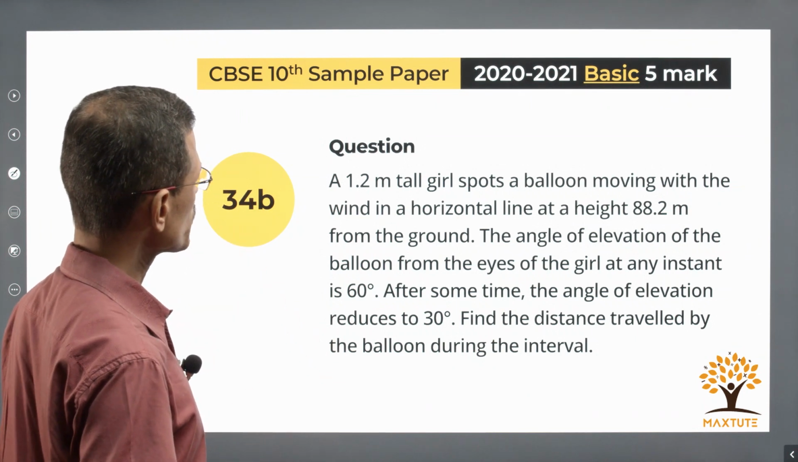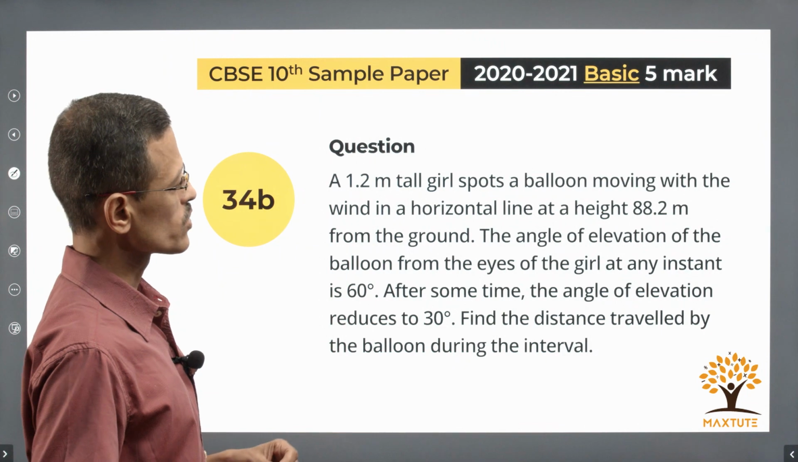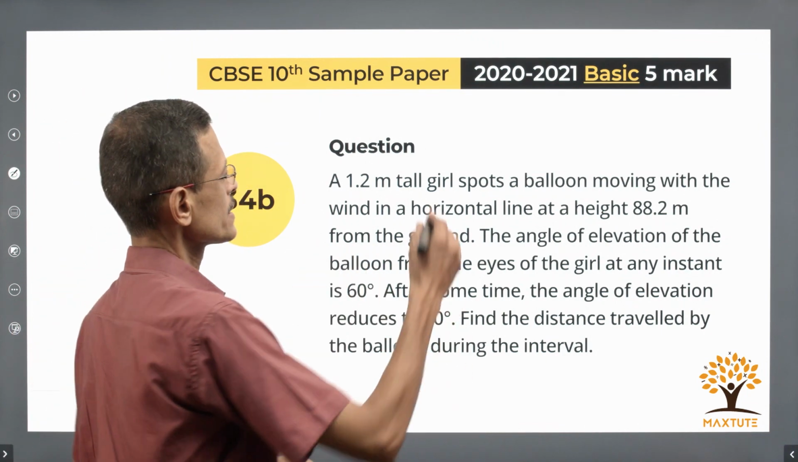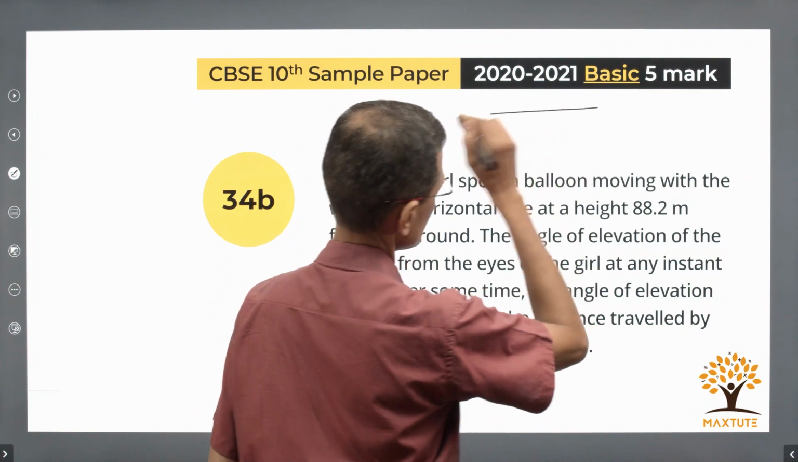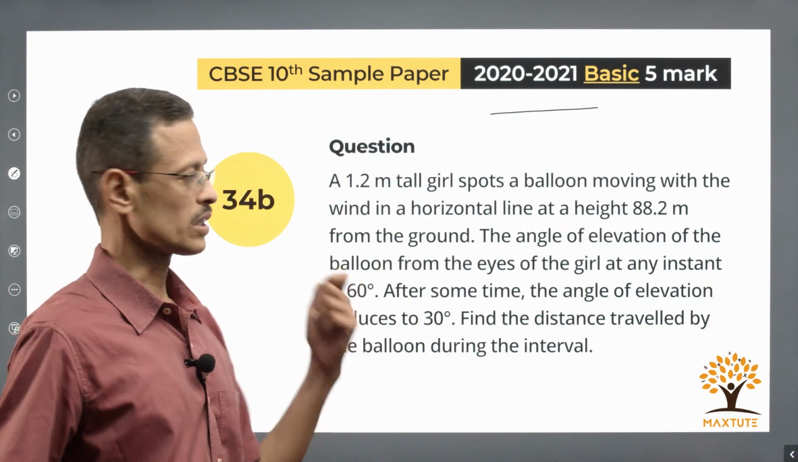A 1.2 meter tall girl spots a balloon moving with the wind in a horizontal line at a height of 88.2 meters from the ground, right? The balloon is moving in a horizontal line. The height from the ground is maintained constant, right? That's very important to solve this question.